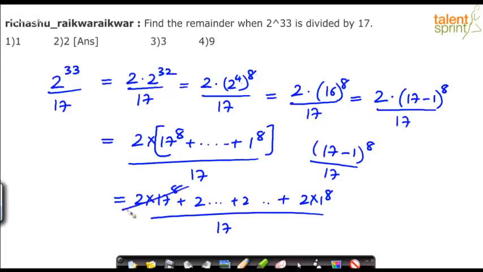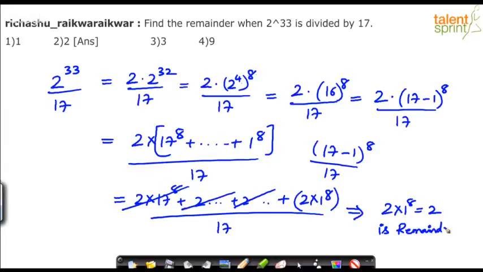So this term is divisible by 17. This term is divisible by 17. All the terms are divisible by 17 except this last part, right? So 2 into 1 power 8, or I can say 2, will be the remainder. So option 2. Now Richa has a query that it will be minus 1 whole power 8, which is 1 power 8 only. I mean, minus 1 whole to the power of 8 is equal to 1. So the answer will be 2. That's how you do it.